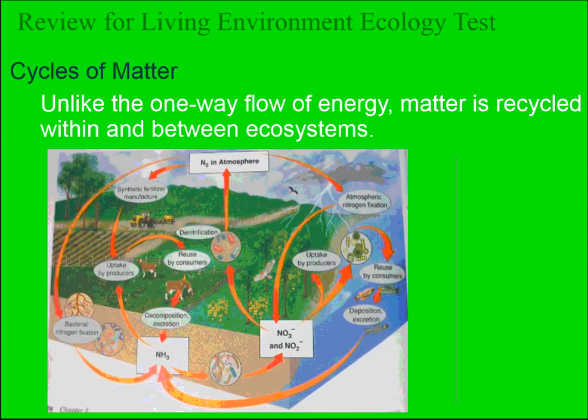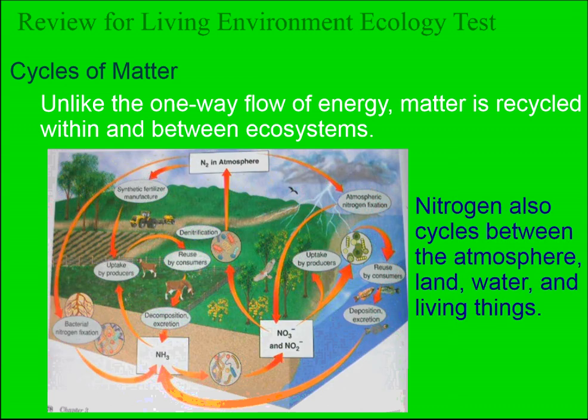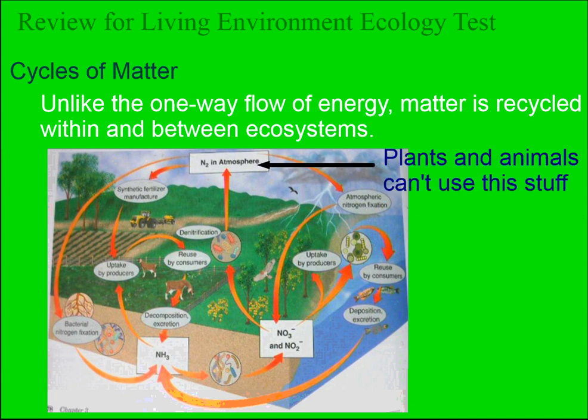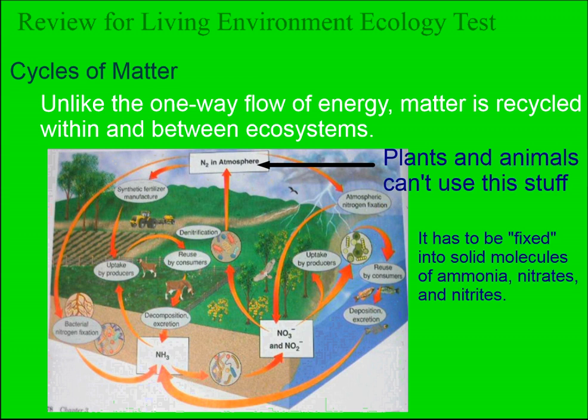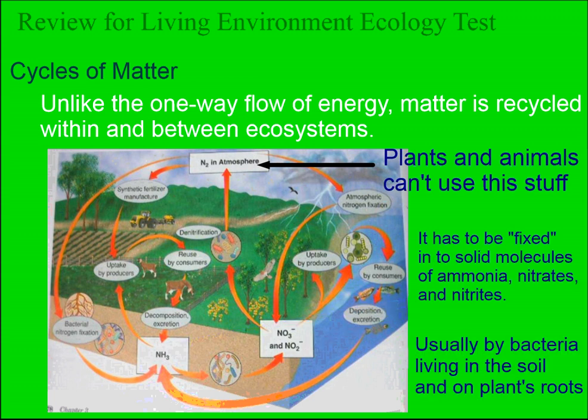Here we can see how nitrogen cycles through the ecosystem. Sometimes in the atmosphere, sometimes in the ground, sometimes in water, and sometimes in the living things. Now it's interesting, even though plants and animals are surrounded by this nitrogen gas, it can't be used. It has to be fixed by nitrogen fixation into the solid molecules of ammonia, nitrates, and nitrite, like we see here. This is very often accomplished by bacteria living in the soil or on the roots of plants.